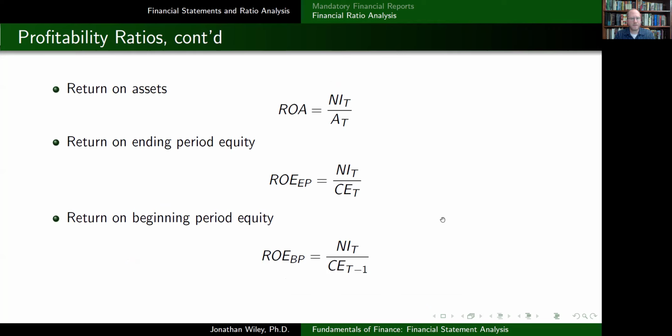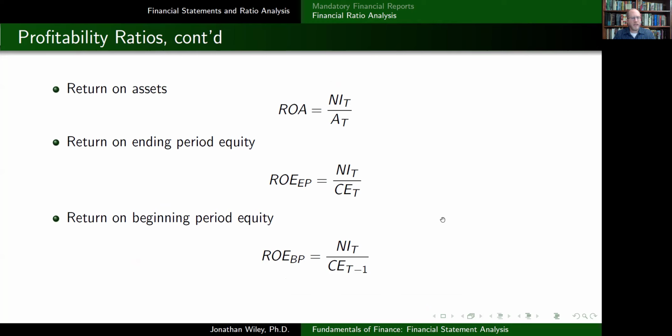Return on assets. So for the return on assets, I'm looking at net income over assets. Generally speaking, we want a higher number here. I want to get more money relative to my investment, my assets overall. If it gets really low, that's not good. I'm not getting enough return. So generally, I want a higher return on assets.